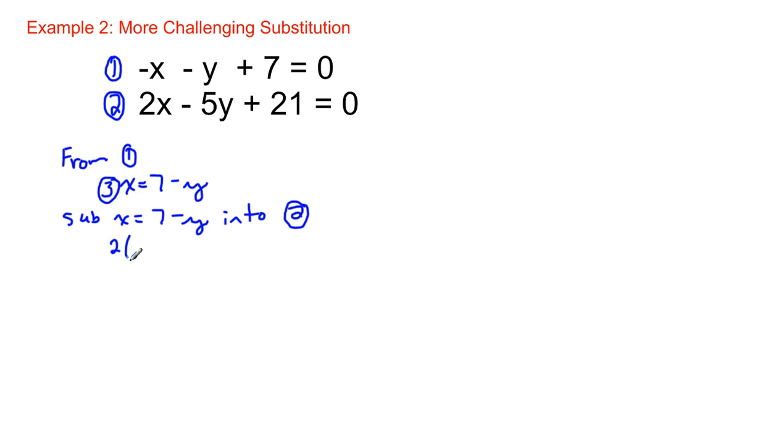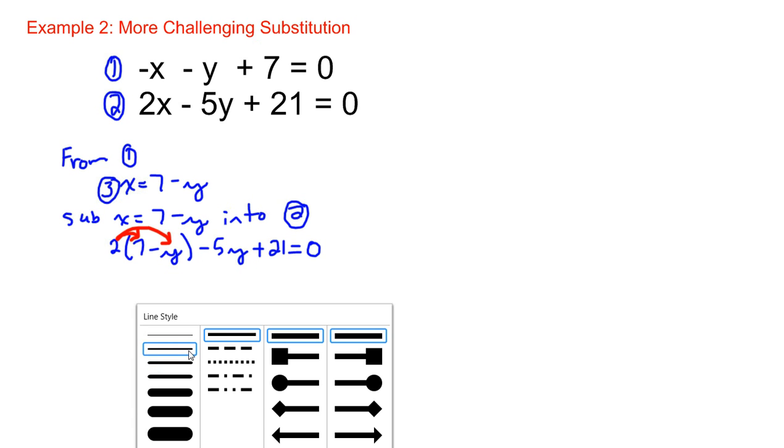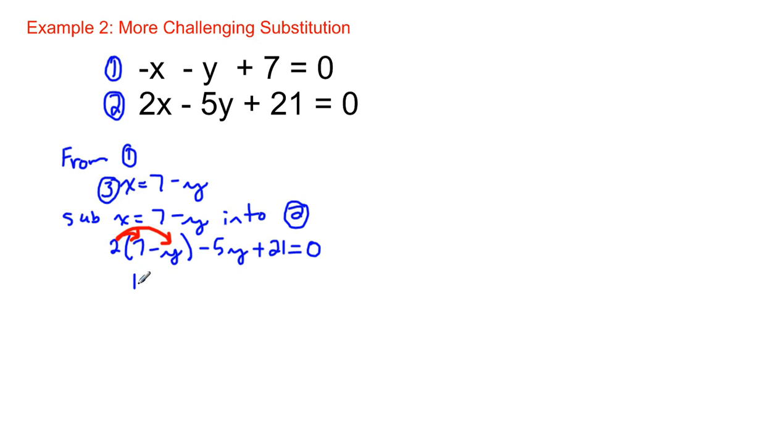So I have 2 times (7 minus y) minus 5y plus 21 equals 0. And I can now go about solving for y. To do that, I'm going to need to expand. So I'm going to distribute this 2 to both of the terms inside the parentheses. And so I'm going to get 14 minus 2y minus 5y plus 21 equals 0.